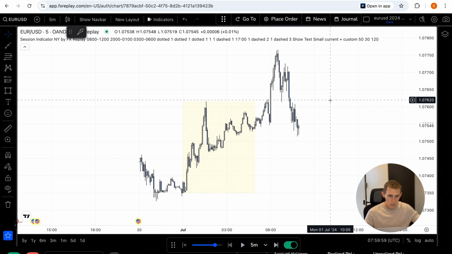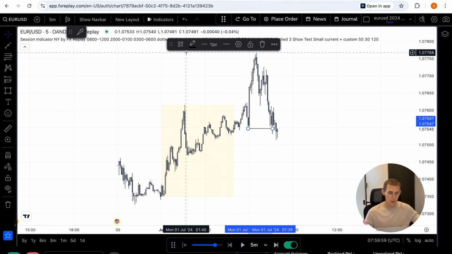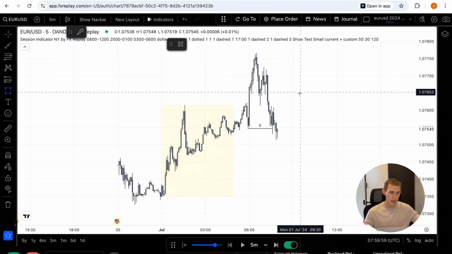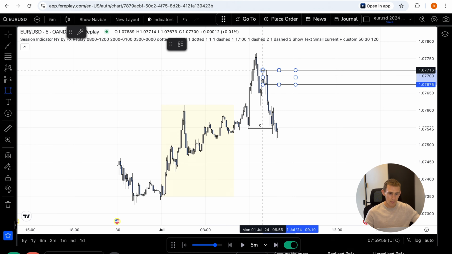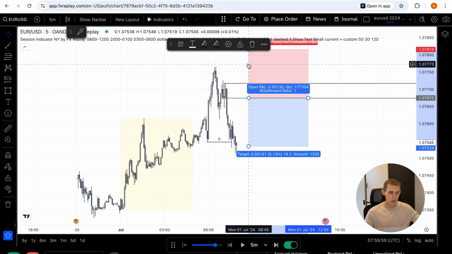Actually, no, this could be quite nice actually. So we've had Asia high swept. We've had a regrab of that high. We've now had a change of character to the downside. And we have price creating this area of supply. So if we can get a retracement up into this area, I would actually be happy to sell from here.